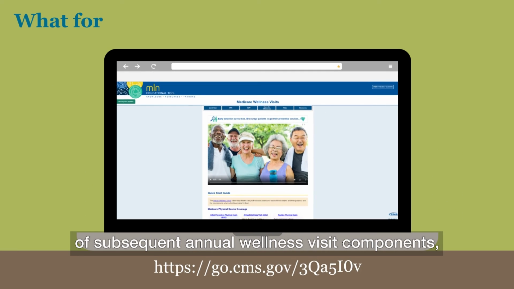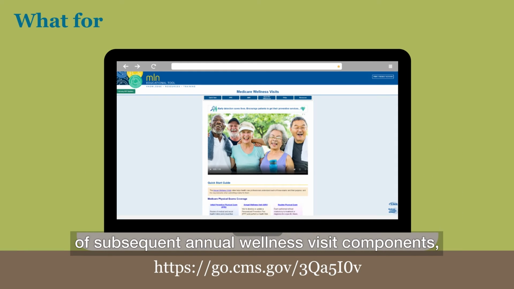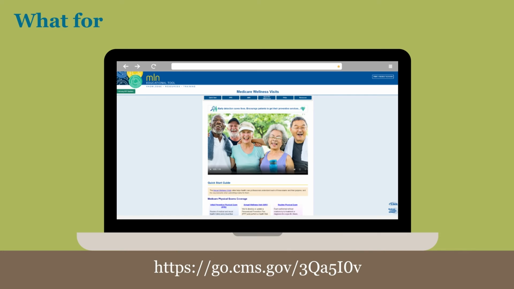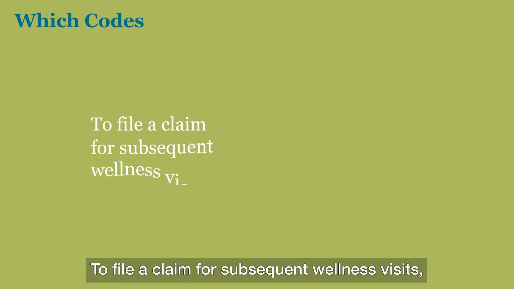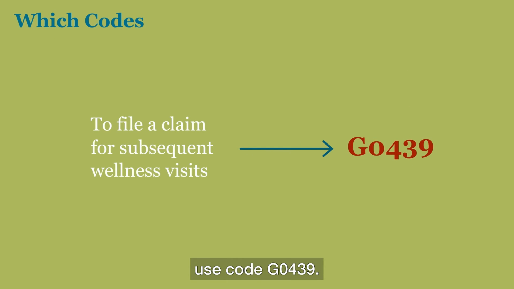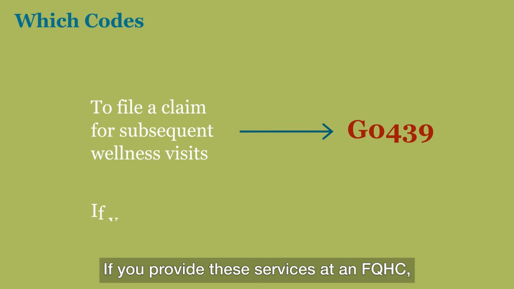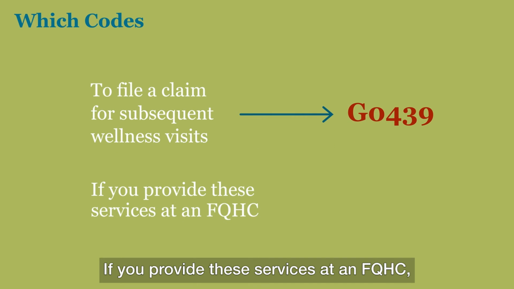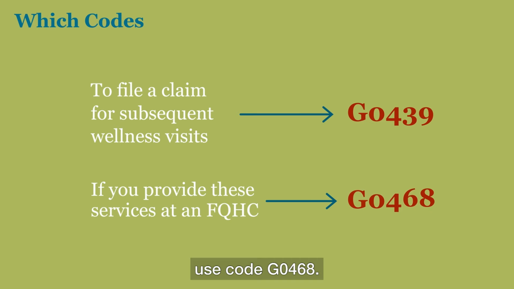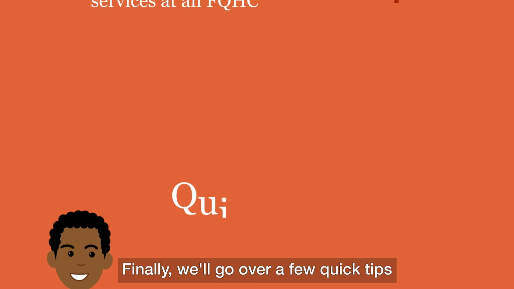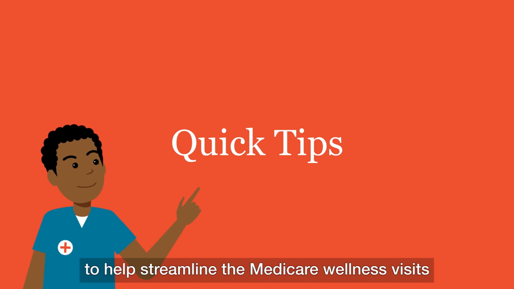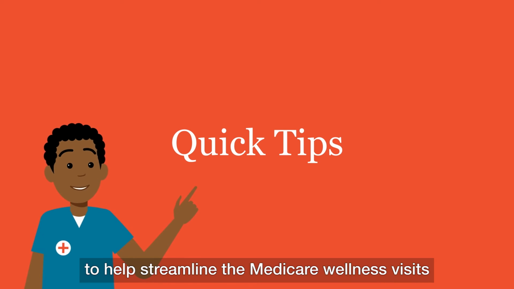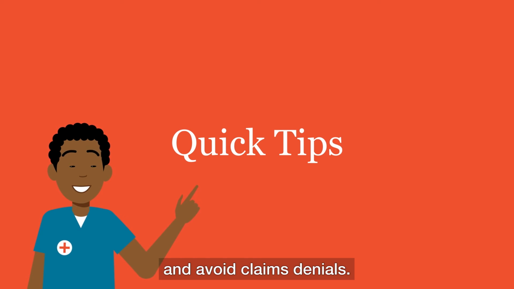For a full list of subsequent annual wellness visit components, visit CMS's website. To file a claim for subsequent wellness visits, use code G0439. If you provide these services at an FQHC, use code G0468. Finally, we'll go over a few quick tips to help streamline the Medicare wellness visits and avoid claims denials.